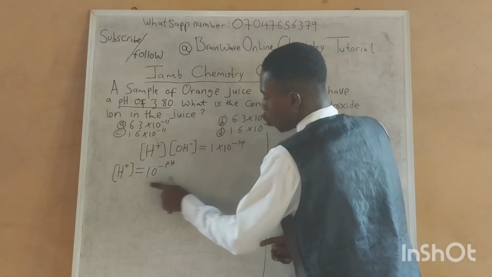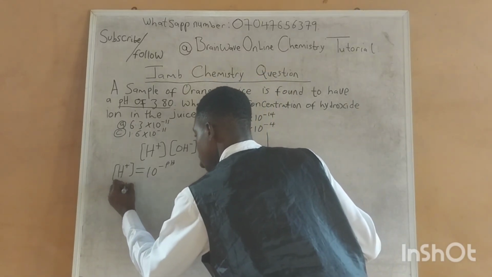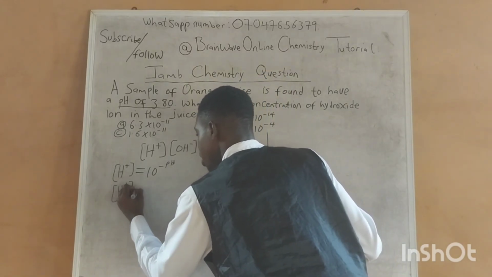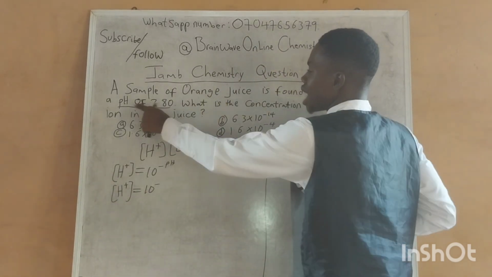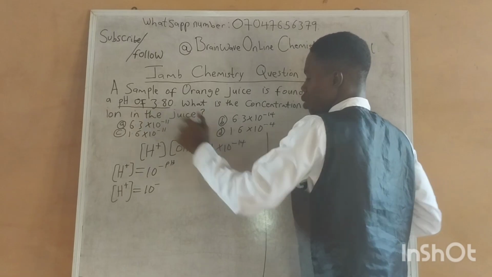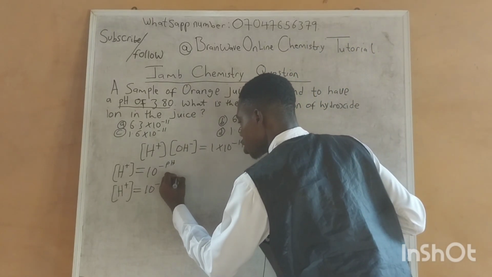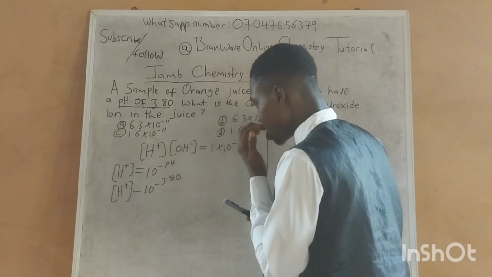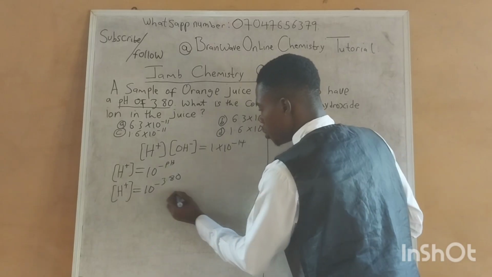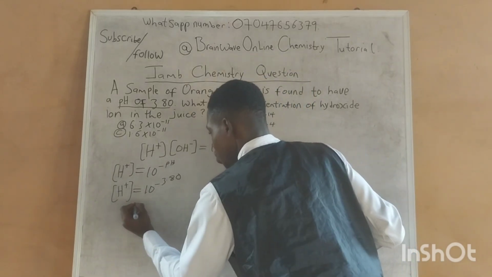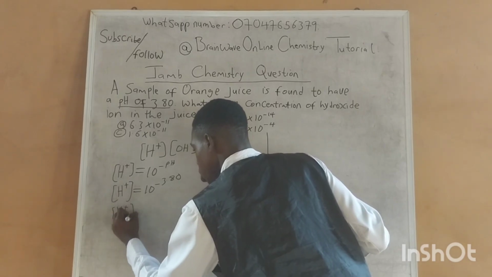So with this formula, we'll find our hydrogen ion first. Therefore, hydrogen ion equals 10 raised to power minus. Now, if you go back to the question, they said that our pH is 3.80. So we'll now substitute our pH here, 3.80. Now, if you press 10 raised to power minus 3.80 on the calculator, you are going to get our hydrogen ion.